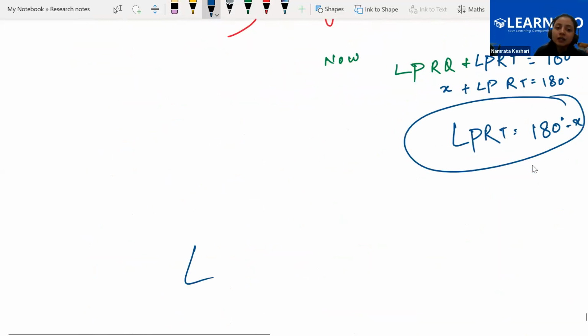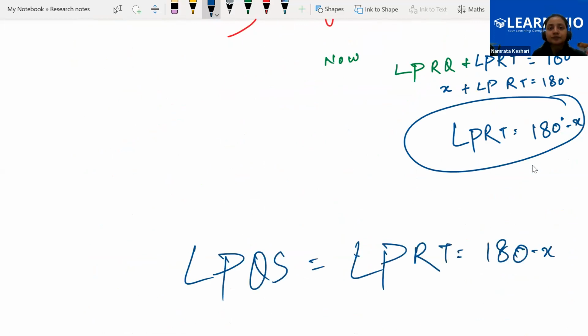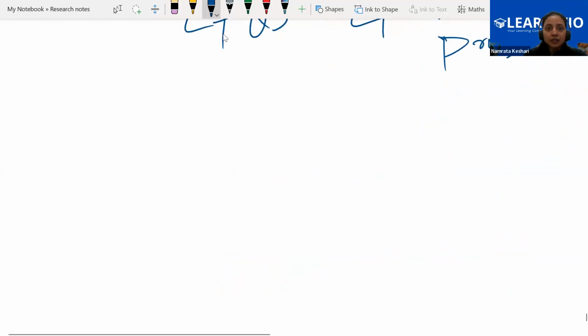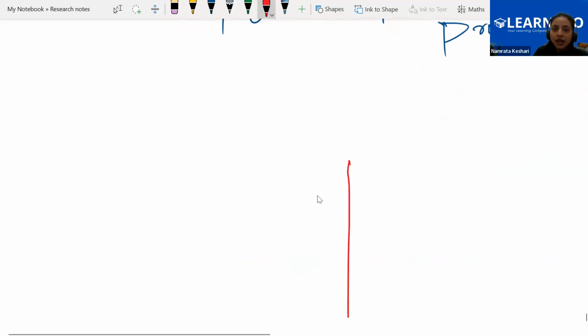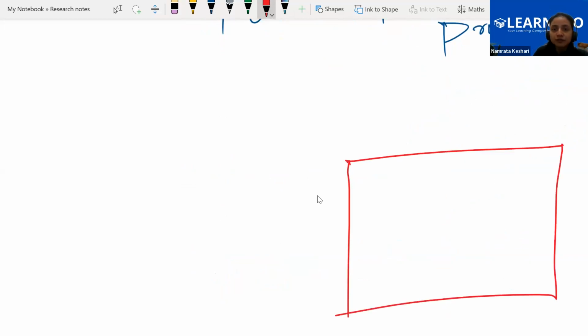Angle PQS. Yes, ma'am. They will be the same because both are equal. And hence we are done with the proof, and hence we have proved that. Is it clear? Yes, ma'am. Okay, now let me analyze one thing: does everyone understand writing the angle's name or not?